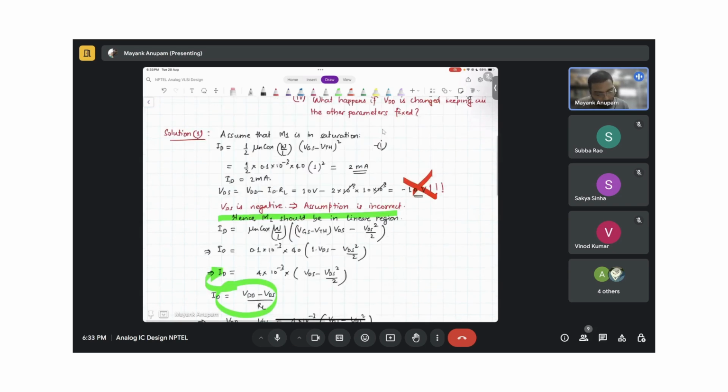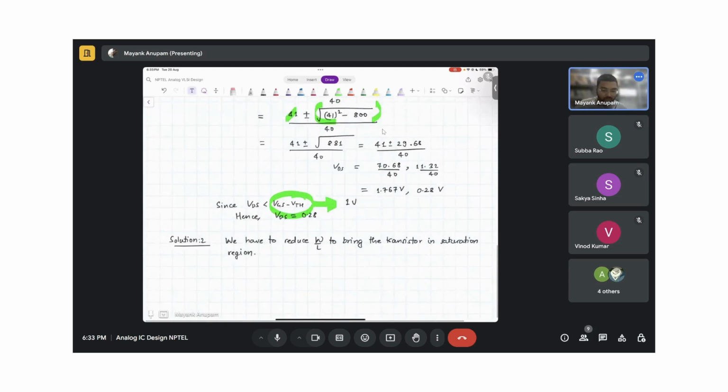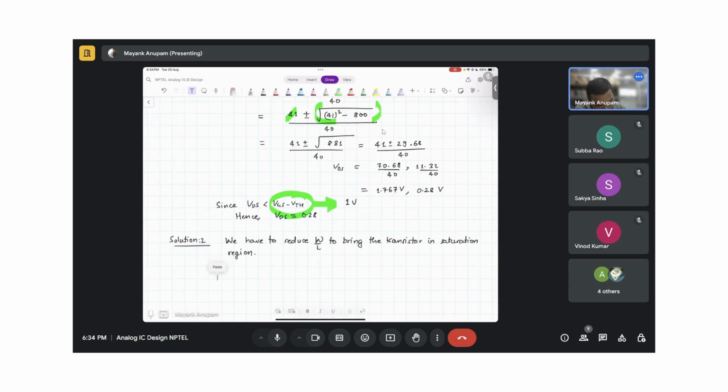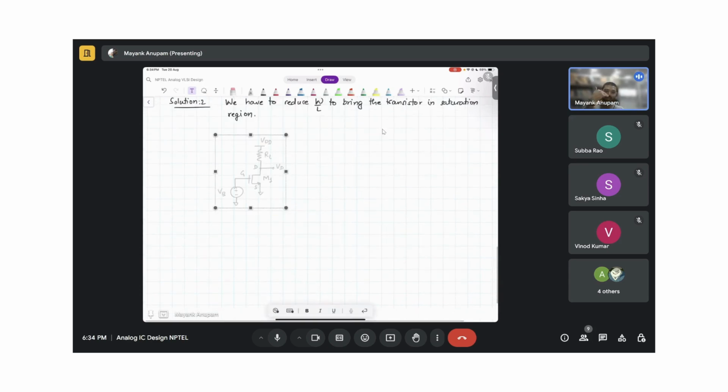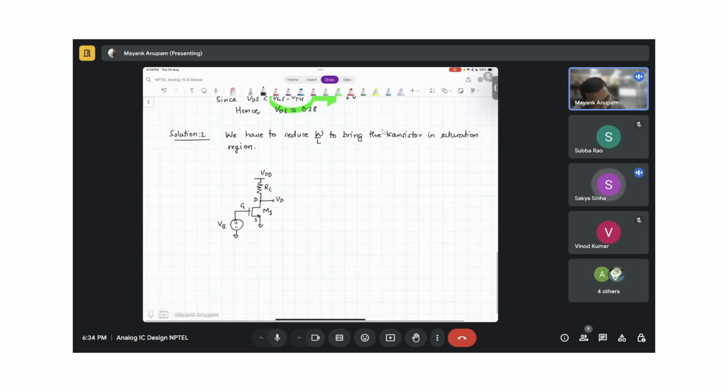Now the next question is, how much should I reduce W by L by? There should be some limit, right? If we cross that, then we will say that the transistor is in saturation region. So what is that limit, after which, when I exceed it, the transistor will go into saturation region? How do I find it out? One volt. Basically, VDS should be greater than or equal to VGS minus VTH. Correct.